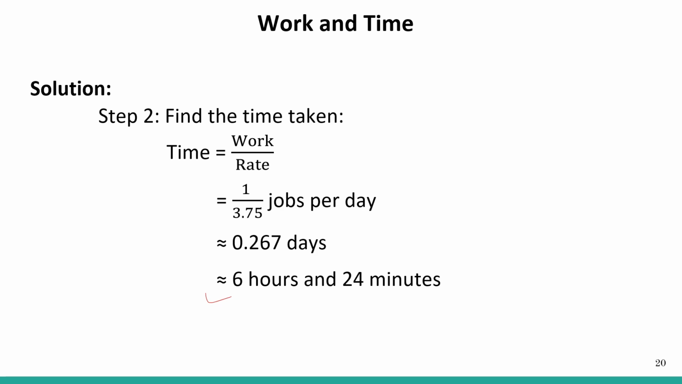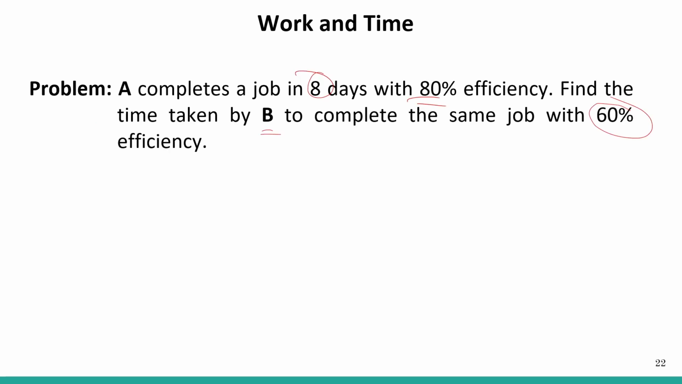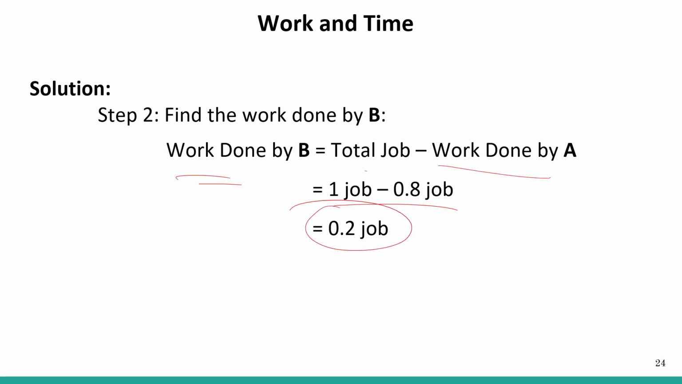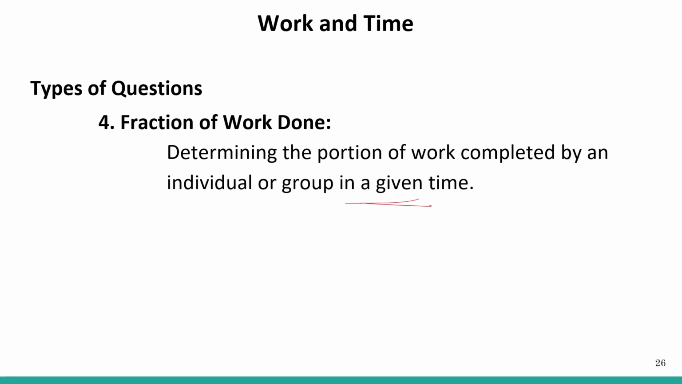3.75 whole is approximately equal to 0.267, and that is approximately equal to 6 hours and 24 minutes. So work efficiency: comparing the efficiency of different individuals or machines in completing a task. So completeness: A completes a job in 8 days. Okay, we solve it. It is 0.2 job. So find the time taken by B is equal to 8 hours.